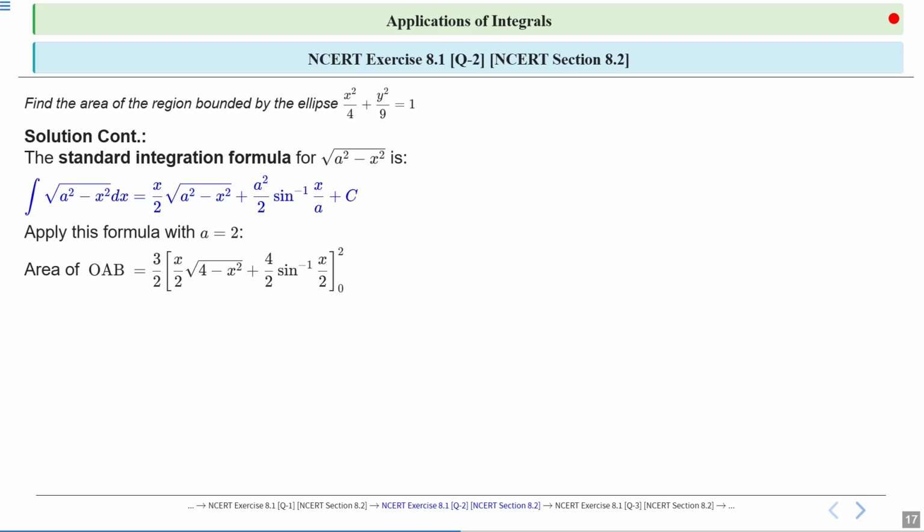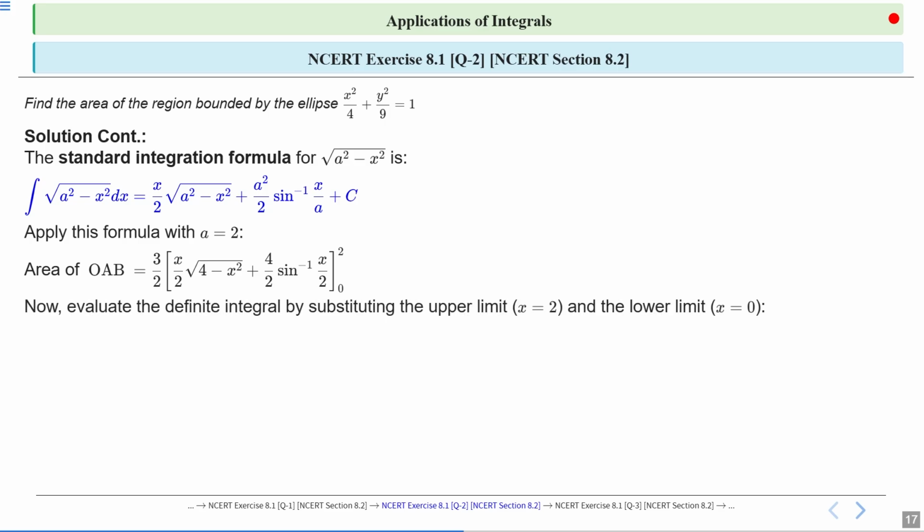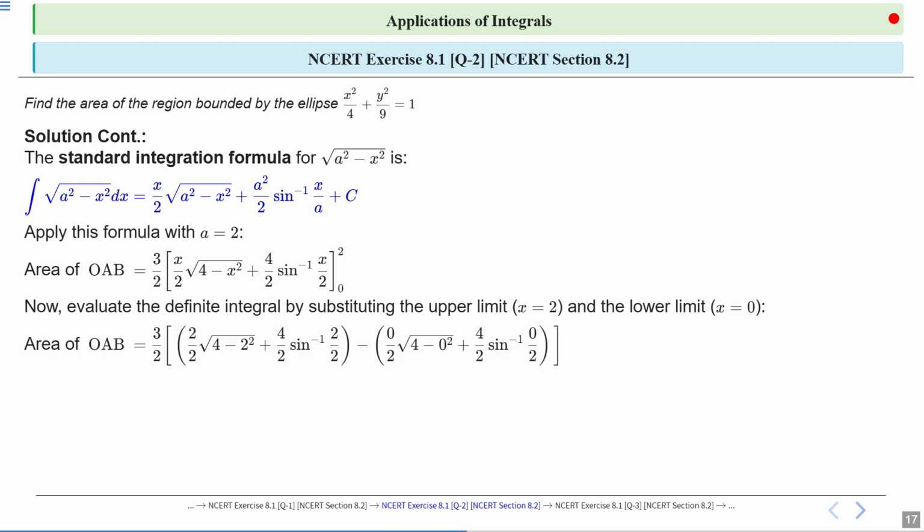So now we have the value of the antiderivative. So just apply the second fundamental theorem of integral calculus to find the value of the definite integral. So by substituting the upper limit and lower limit, we will evaluate the definite integral. So area of OAB is 3 by 2 [2 by 2 root under 4 minus 2 square plus 4 by 2 sin inverse 2 by 2 minus 0 by 2 root under 4 minus 0 square plus 4 by 2 sin inverse 0 by 2].